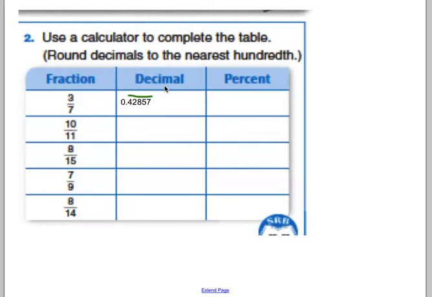And we get 42.857 and so on. And usually you would round that to the nearest whole percent, and so we get 43%.